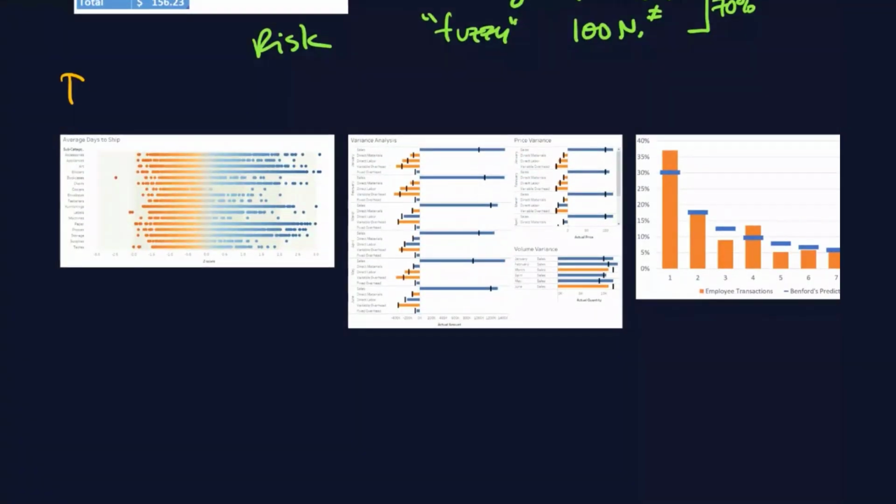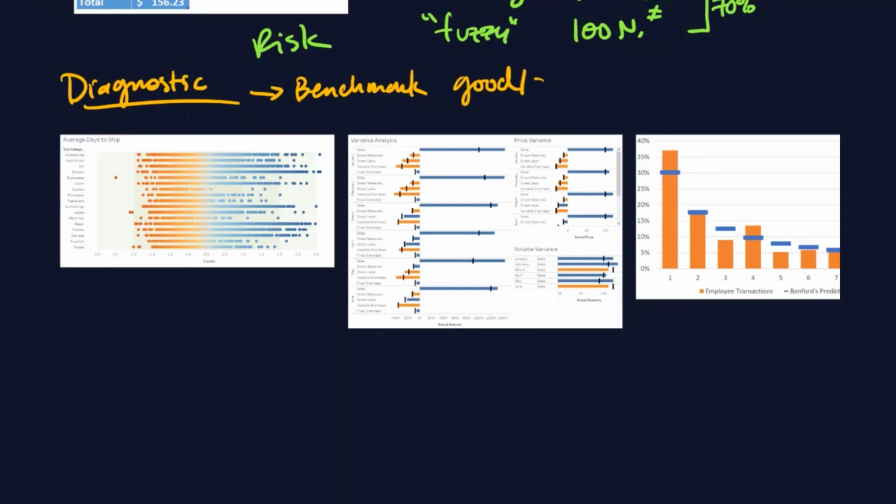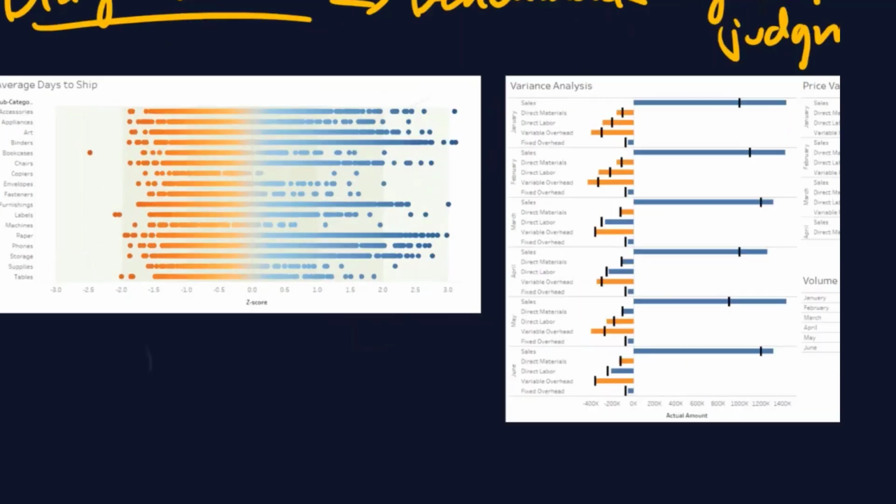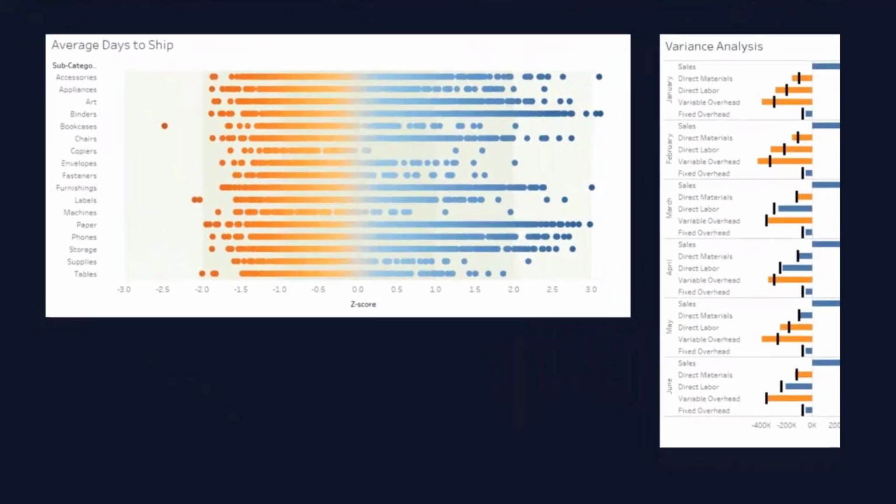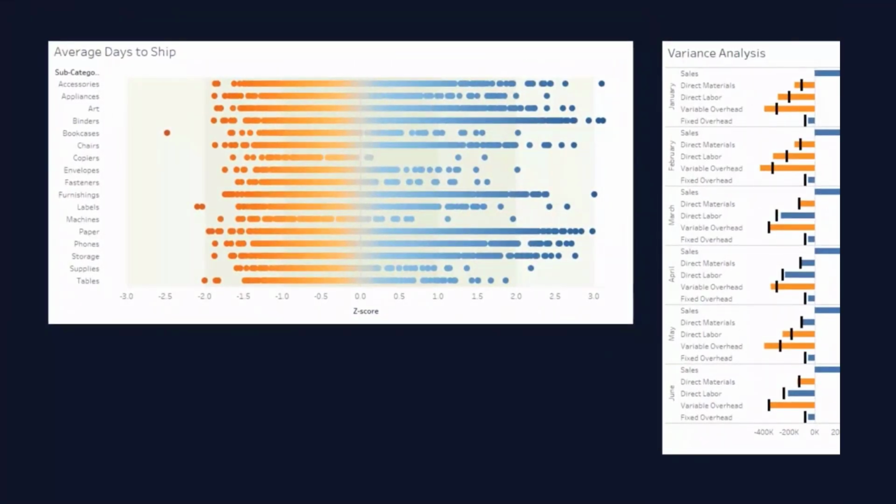Now, diagnostic, I'm going to give you some examples of diagnostic analytics. Again, with each of these, we want some sort of benchmark to compare, to figure out whether it is good or bad. We're passing some sort of judgment or making some sort of decision. Do we need to correct something here? Do we need to push our salespeople a little bit more so they can meet that sales goal that we had set? Okay, so the first one here, this is looking at average days to ship for different categories of products that are being produced.